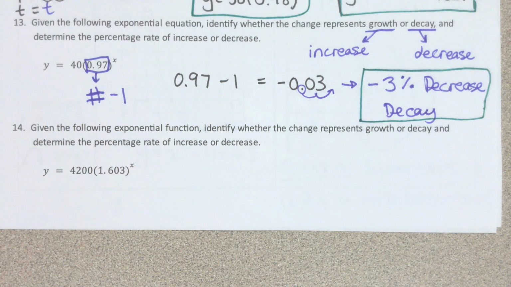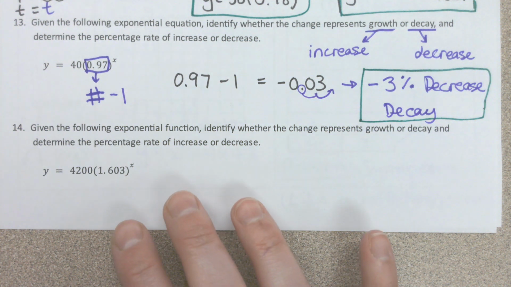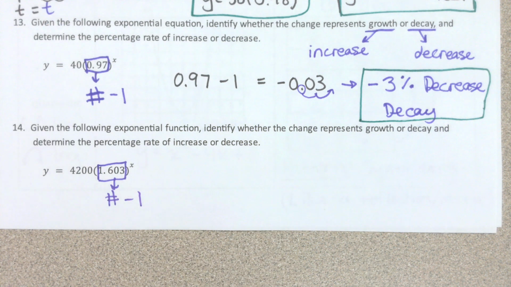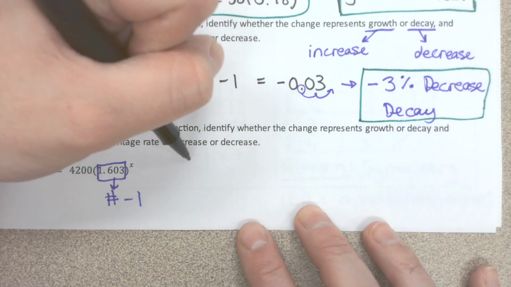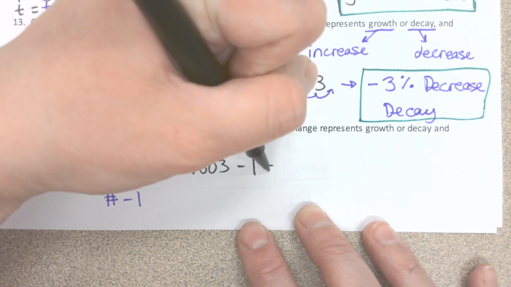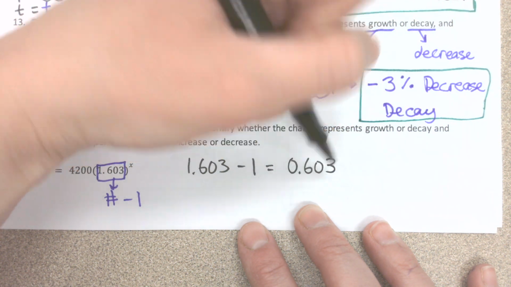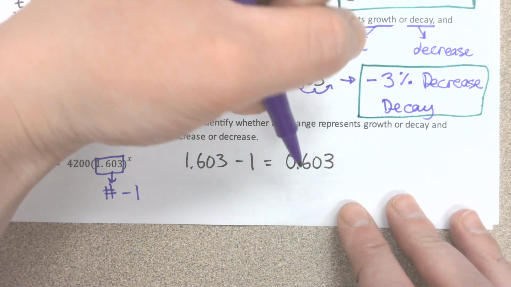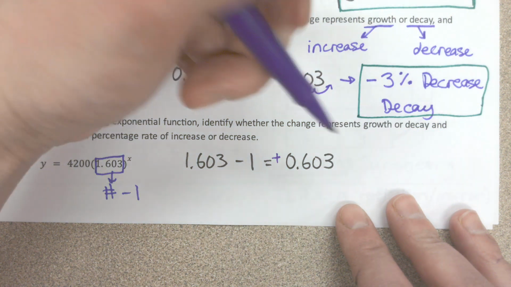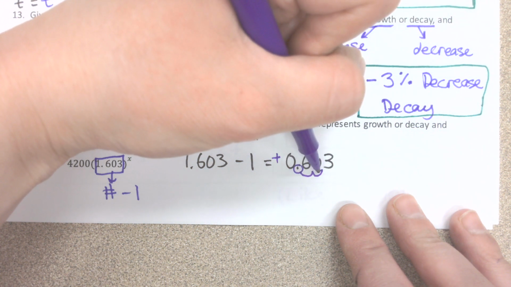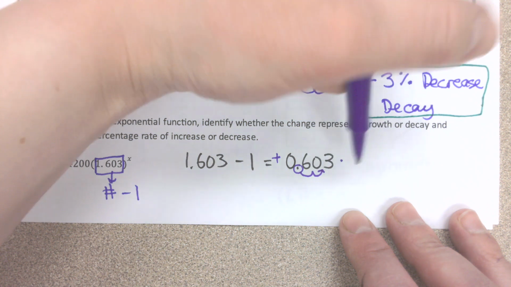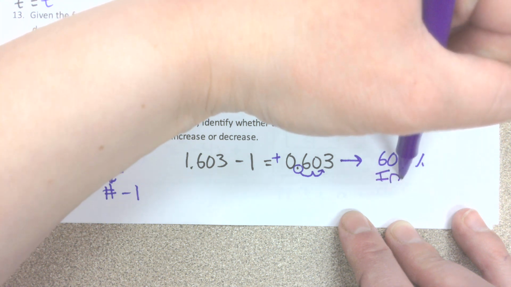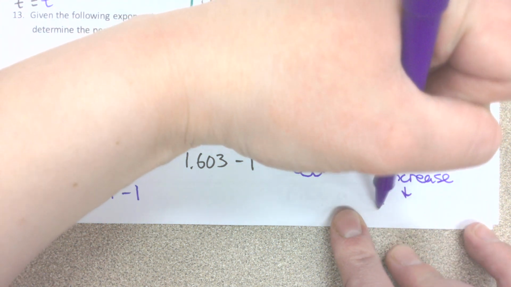Number 14 has the exact same instructions. We're going to do that again. We take the number in parentheses and we subtract 1 from it. 1.603 minus 1 is 0.603. Again, we need a percent here, and notice that this number is positive this time. We're going to go 2 places to the right to turn it back into a percentage. This is 60.3% increase, which means we have growth.